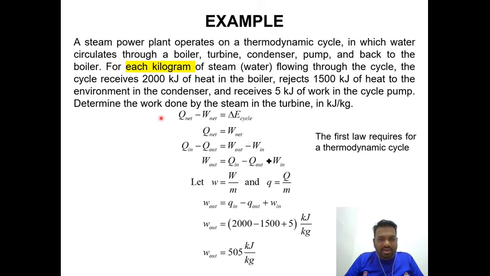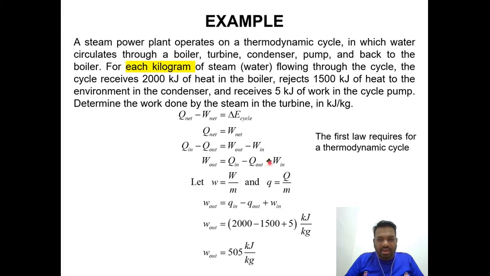They asked to find the work done by the steam, meaning by the system, so you need to find W out. All these components you bring to this side, W out you keep on the other side. So you get W out equals Q in minus Q out plus W in. Since it says each kilogram, you just take the per-mass value. Capital W becomes small w and capital Q becomes small q. So you rewrite: w out equals q in minus q out plus w in.